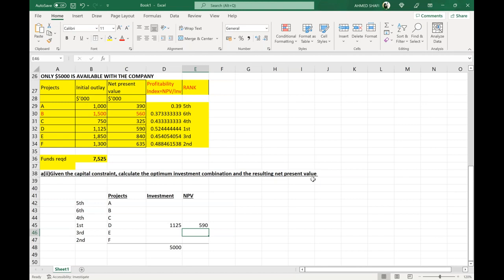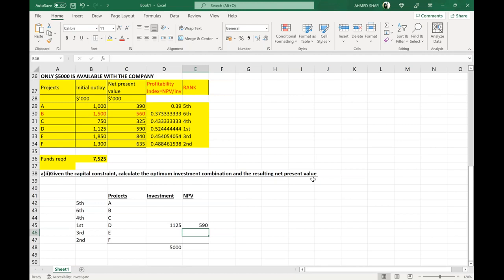So first rank is D. I will put money in D. D requires 1125 outlay. Do I have 1125? Yes, I will put in D. Full amount has been invested, so full NPV.